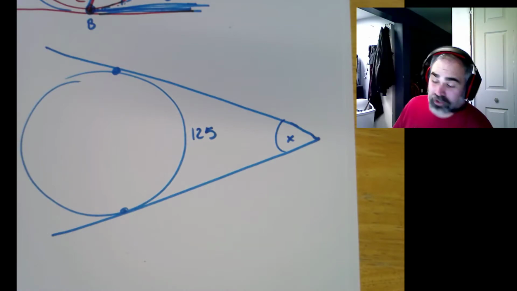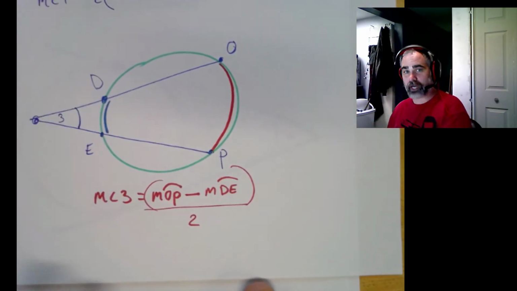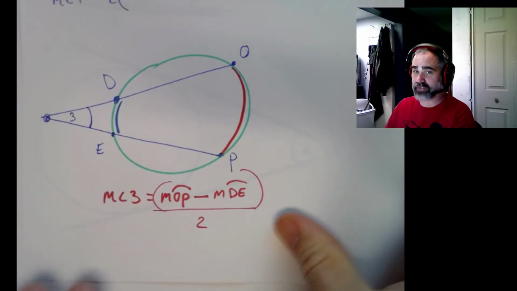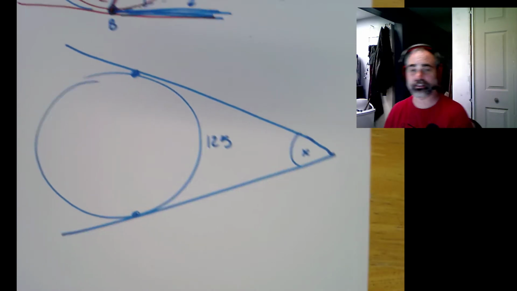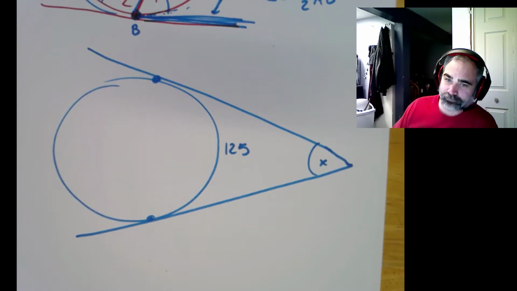Press pause. This one's tricky. It's an application of what we just did. Okay, it's another application, another connection to this formula right here, where you take these two, subtract them, divide by 2. You can use that to figure out angle x on this one. It's a little trickier, but I want you to see if you can figure it out. Press pause.